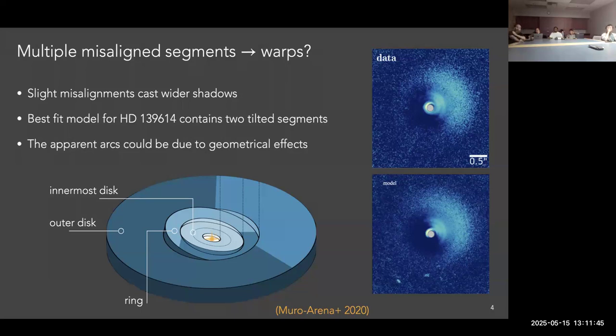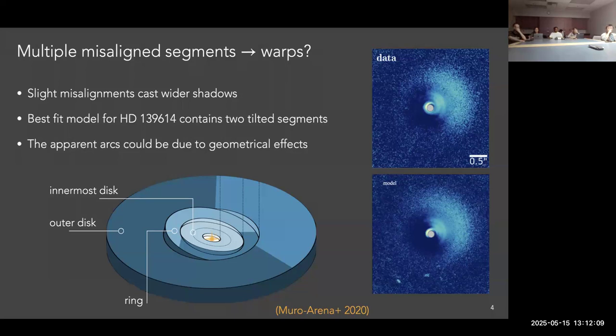A question about the geometries. First you were showing one misalignment, now you're showing two. My question is, how discrete are these secondary, inner disks? Are they like a sharp cut, or would you have a sort of continuum structure?